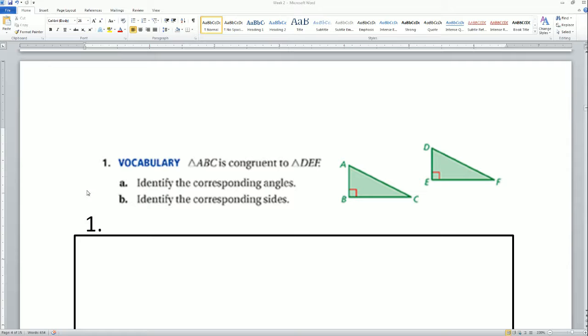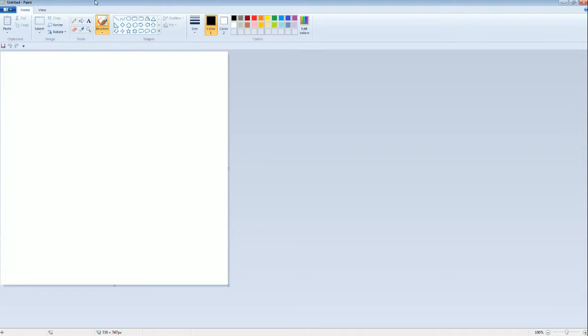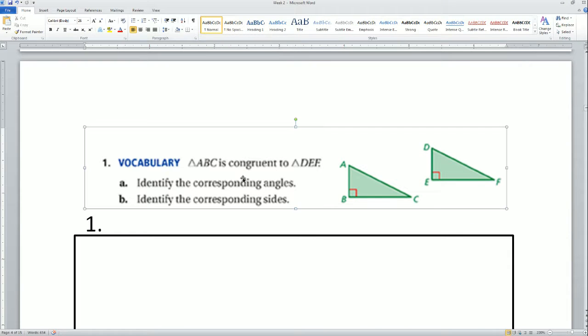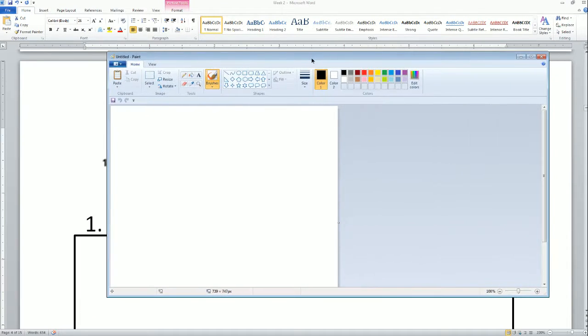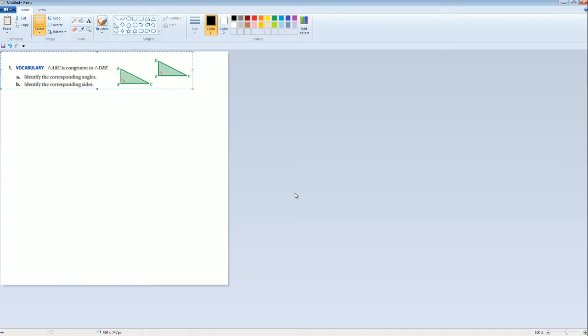Alright, so number 1, it says triangle ABC is congruent to triangle DEF. Identify the corresponding angles. There's two ways you can do this. I'm gonna bring up Paint, grab the image. Alright, so look at this.